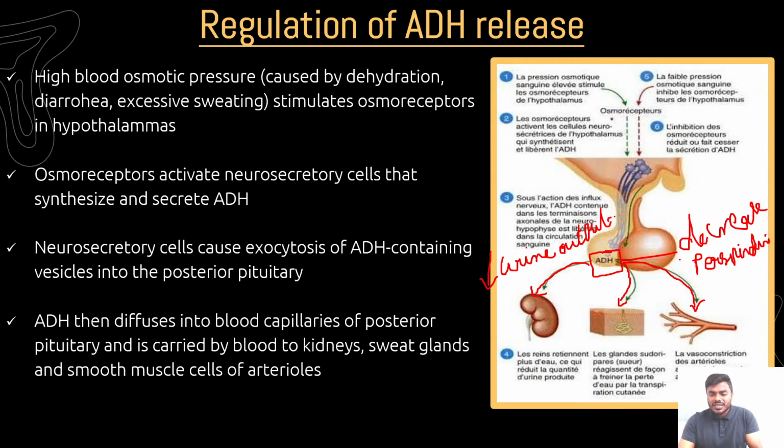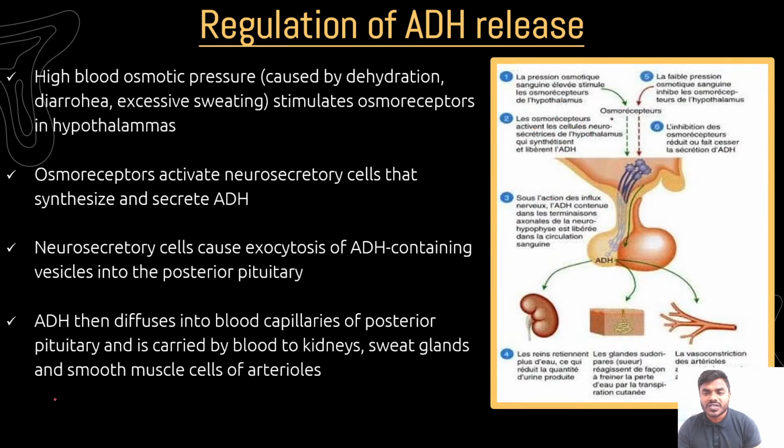Why? For example, if the blood vessel is like this, more blood can easily flow, but if the blood vessel is constricted like this, more blood cannot flow. By that, the blood pressure drastically falls down. In one single line, whenever there is an increase in the blood pressure, immediately osmoreceptors present in the hypothalamus get activated. Immediately the hypothalamus stimulates the neurosecretory cells. Neurosecretory cells will release the ADH.